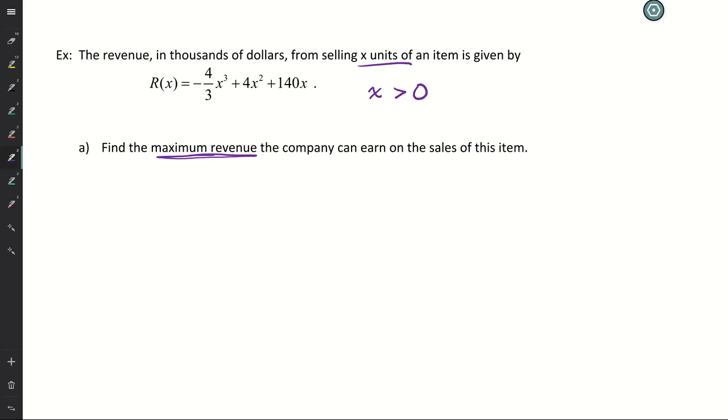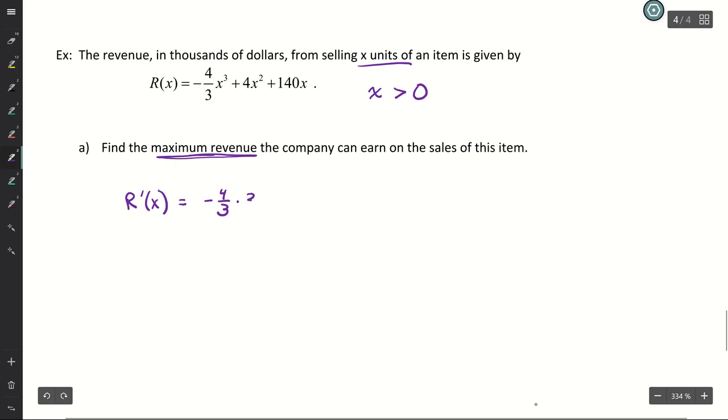All right, so on here, first thing we're going to do is find the derivative. On this one, we don't have to draw a picture. All right, find the derivative here. We'd have -4/3, the 3 is going to be multiplied to the front. This is going to become x squared. We're going to have an 8x here, and then a 140. I can simplify the 3's there, so I get -4x squared plus 8x plus 140.